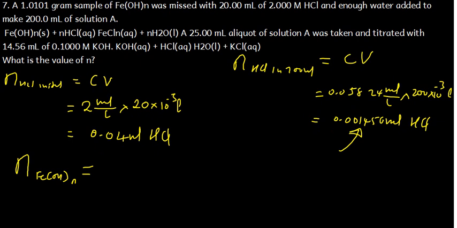Number of moles of iron hydroxide will be given by the mass over the molar mass. Now the mass has been given as 1.0101. The molar mass we don't know because we've got N. We have an unknown at this point, so we'll not be able to determine the molar mass. Okay, let's just say this.